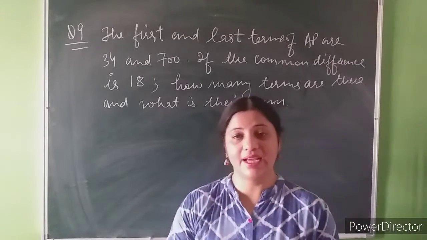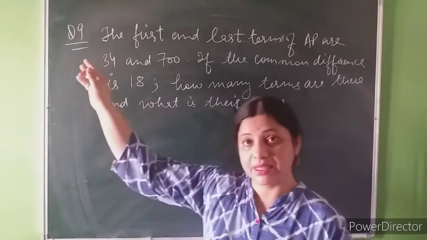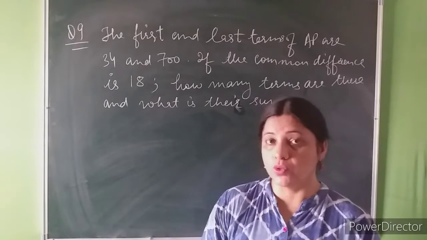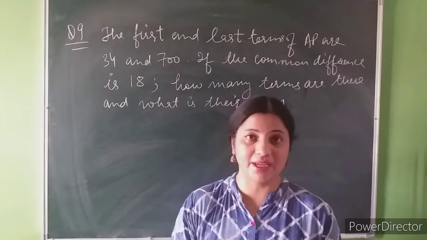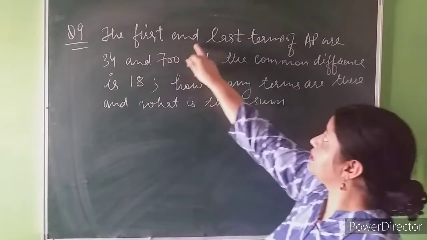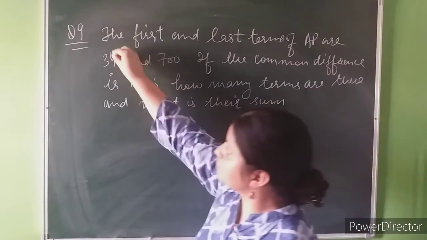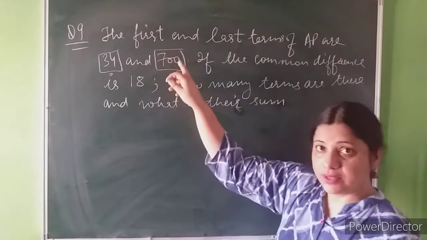Now my dear students, I have taken up one more example, one more question again from the same exercise. This is question number 9, and it will help us to know how to use the second formula where we apply the last term of an AP, right? The question says the first and the last terms of an AP are 34 and 700, right? So the first term is given and the last term is given to us. These are the two given things.